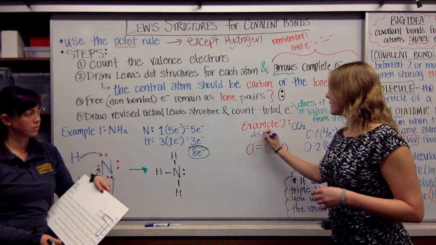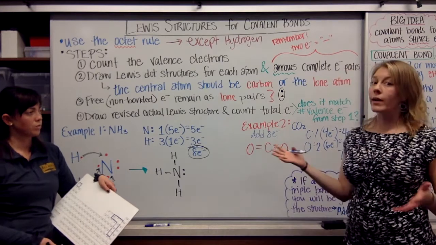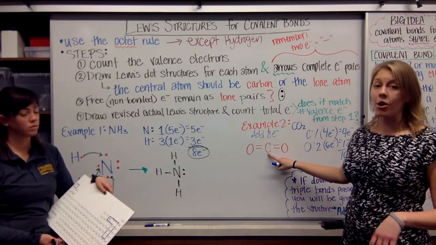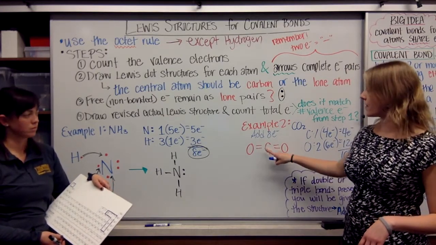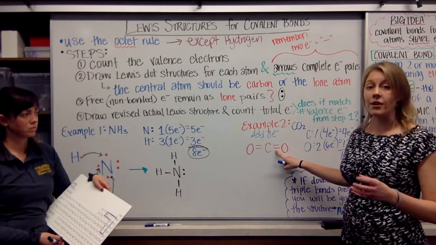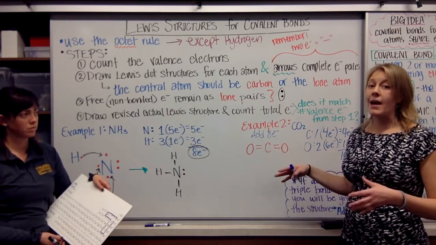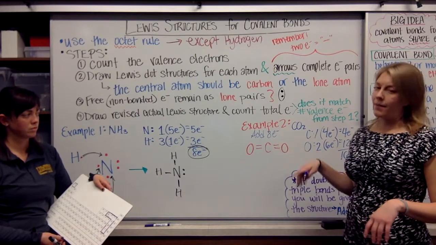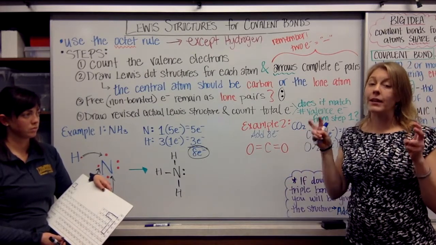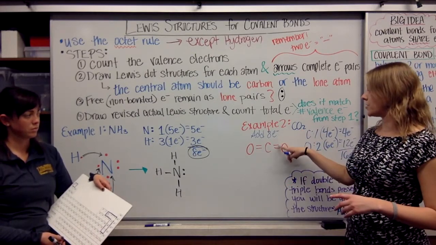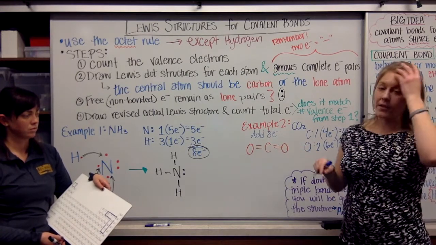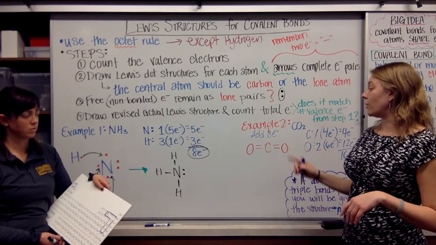So add 8 electrons. Where are we going to add them? Carbon already feels like it has 8 valence electrons. 2, 4, 6, 8 electrons that it's sharing. So it's happy. The oxygens are not happy. They feel like they have 4 valence electrons because they're sharing 4, each of them. So we need to add in a total of 8.